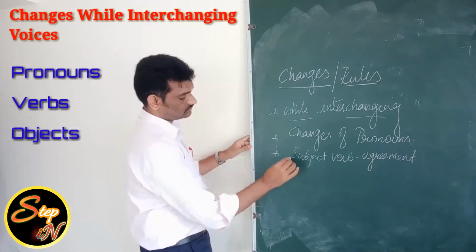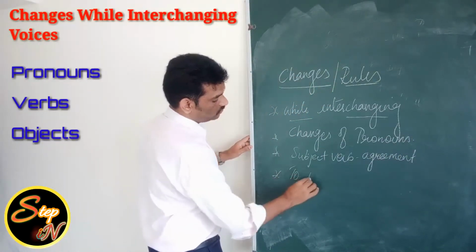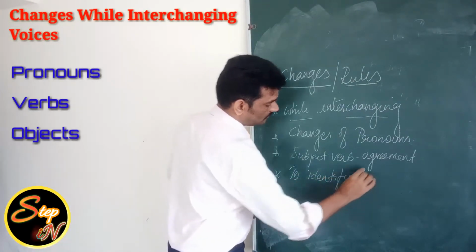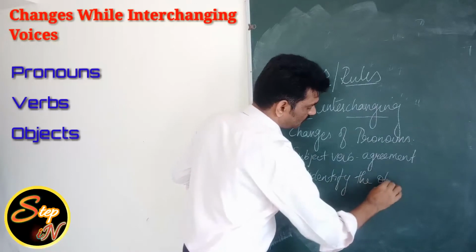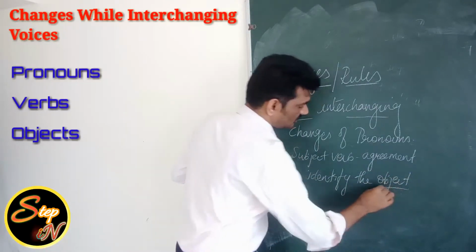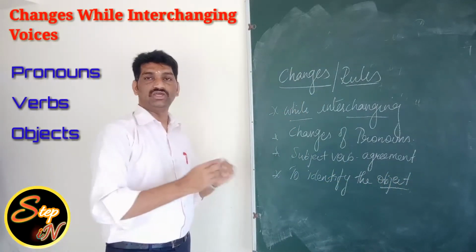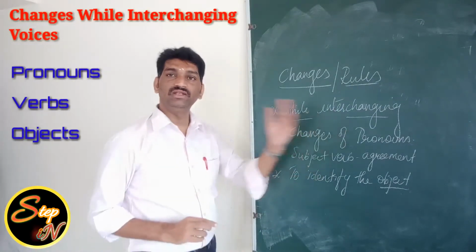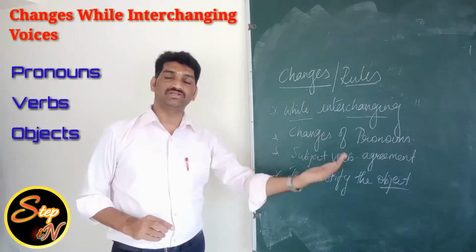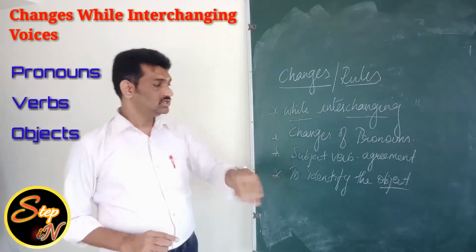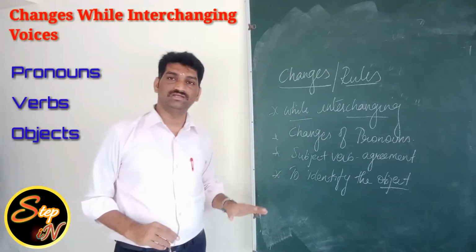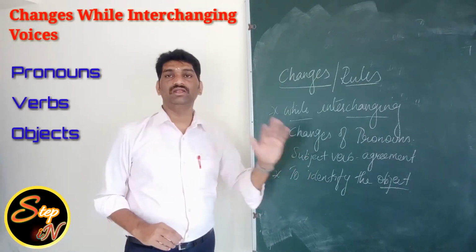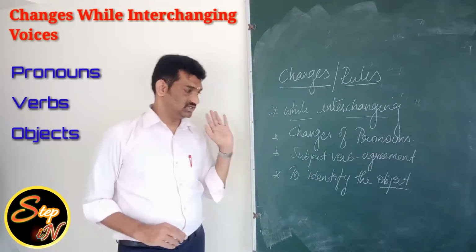And to identify the object, because then only we are going to interchange. When we have transitive verbs alone, it is possible to interchange from active voice to passive voice or passive voice to active voice. So we should know what is the subject of the sentence, as well as the object of the sentence. Then only it is easily possible to change it.